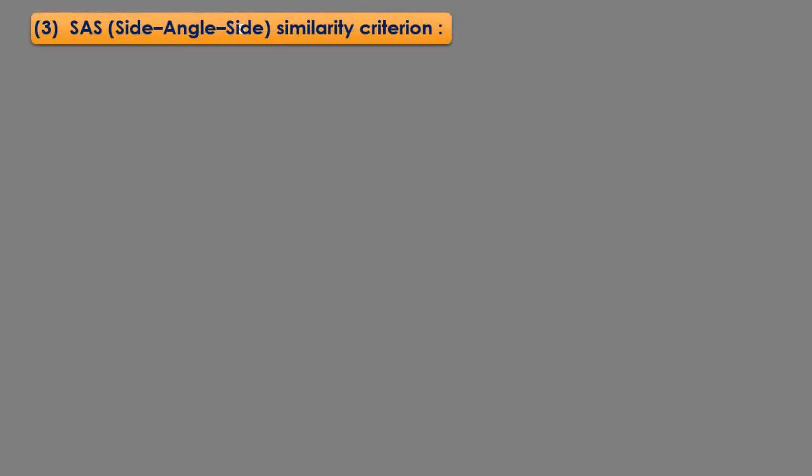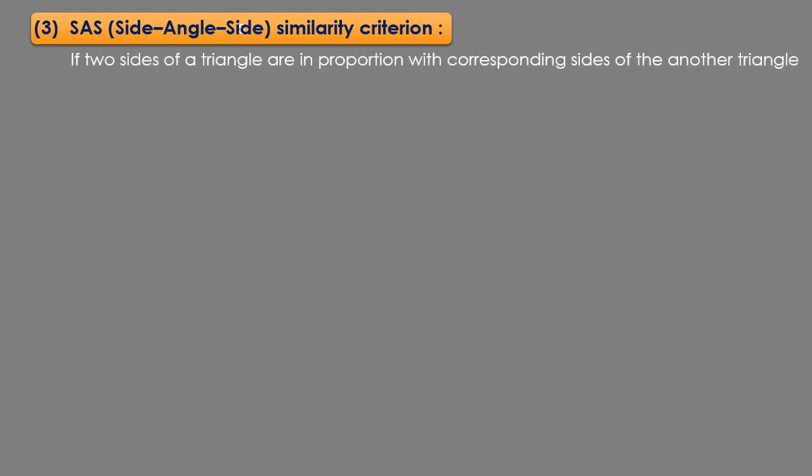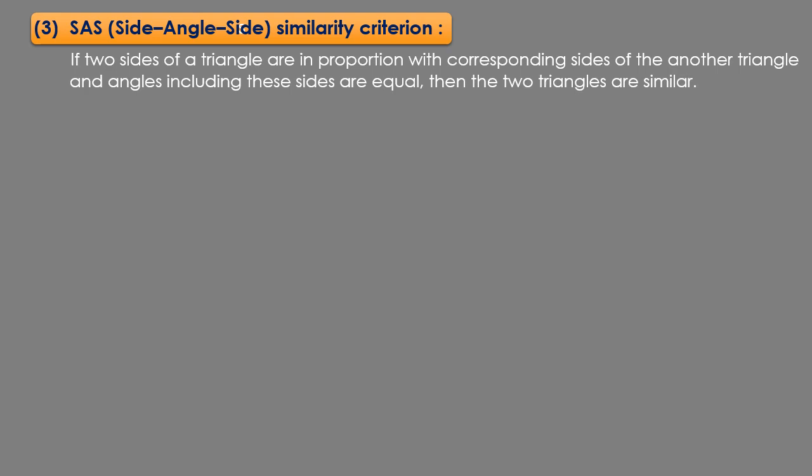Let us discuss the third similarity criteria, that is side angle side similarity criteria. Let us see the statement of this criteria first of all. If two sides of a triangle are in proportion with the corresponding sides of another triangle and the angles included between these sides are equal, then the two triangles are similar.